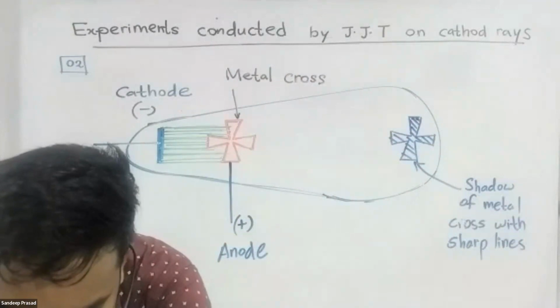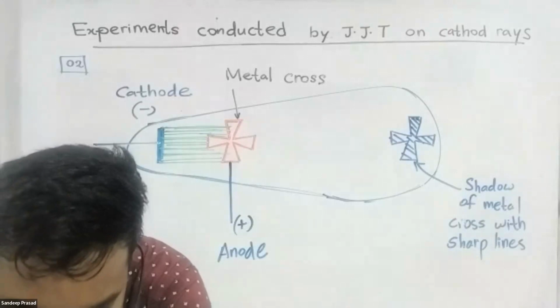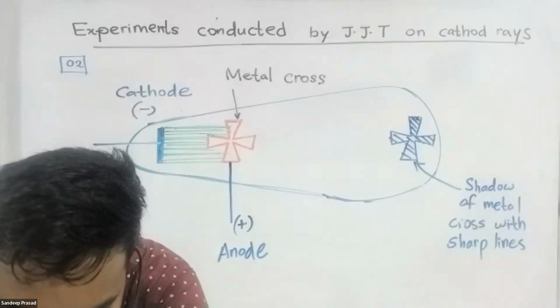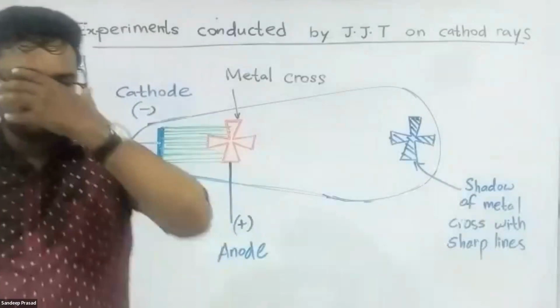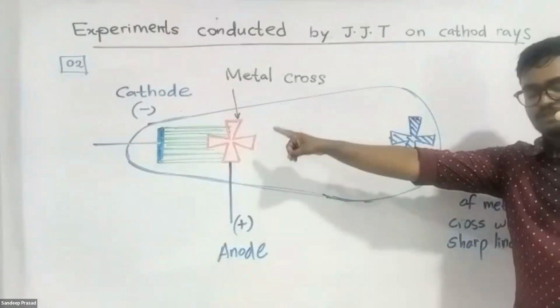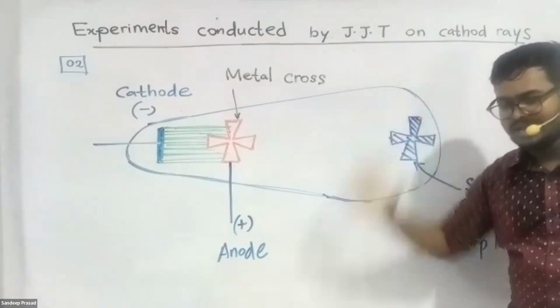Yeah, Diani, correct, you are correct. Avisha, correct. Good, very good. Your answers are correct. So you can have a conclusion. You can conclude that these cathode rays travel in a straight line like light.